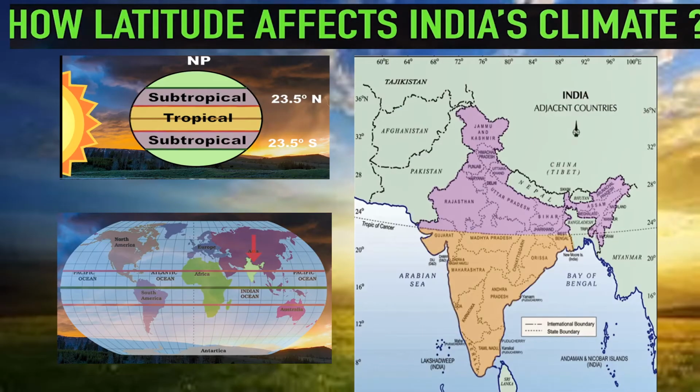Now, how does latitude affect India's climate? We all know that India lies between the latitude 8 degrees north to 37 degrees north. That is, it lies between the tropical and subtropical zone. So, keeping that in mind, the southern part of India receives direct rays of the sun. Hence, the southern part of India is hotter compared to the northern part of India, which receives slanting rays of the sun. So, latitude plays a very important role in affecting the climate of India.